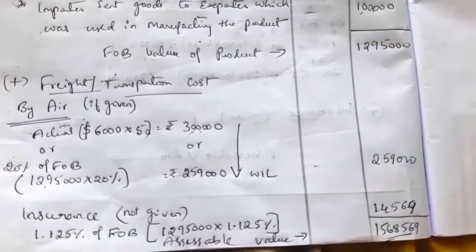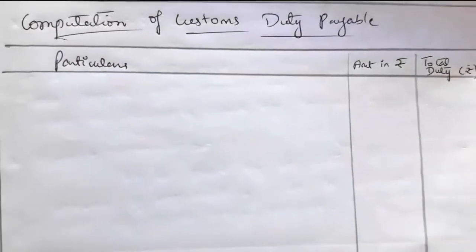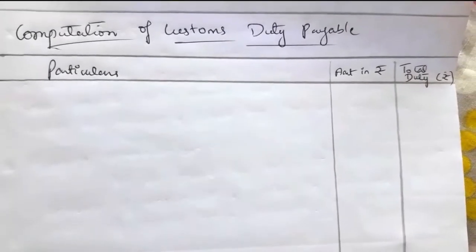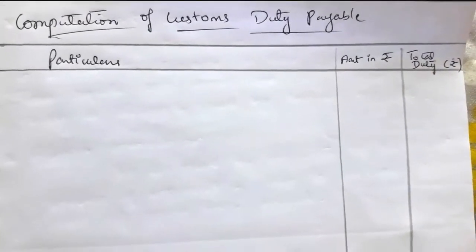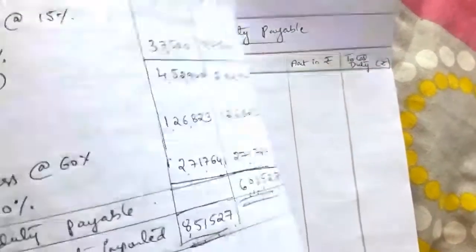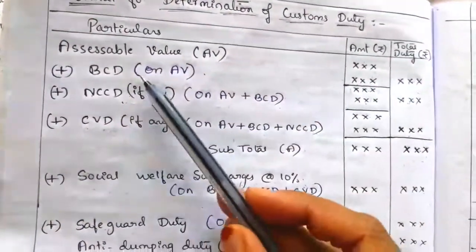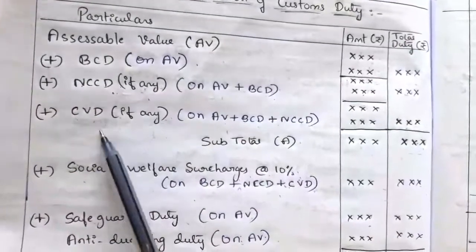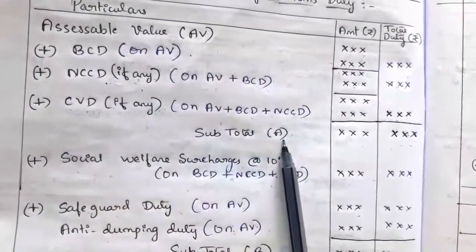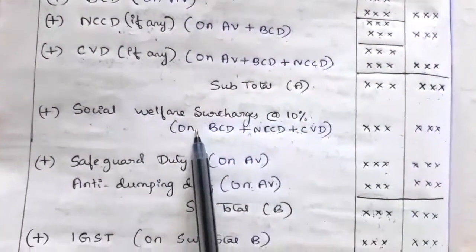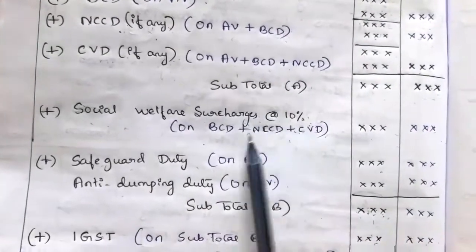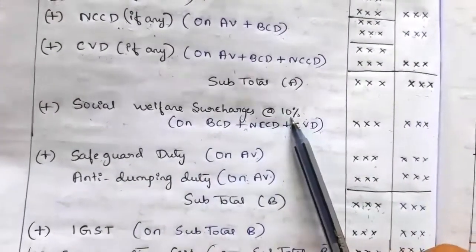On this assessable value, we have to compute the customs duty payable. So next we will compute the customs duty payable. Write the heading computation of customs duty payable, with 3 columns for particulars and 2 amount columns. Just recall the format to compute customs duty payable. We take the assessable value, then add BCD, NCCD and CVD if any. Then we total it. Then we add social welfare surcharge at 10%, calculated on duty.